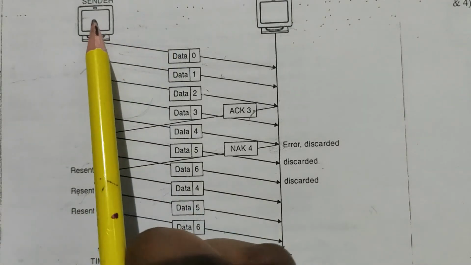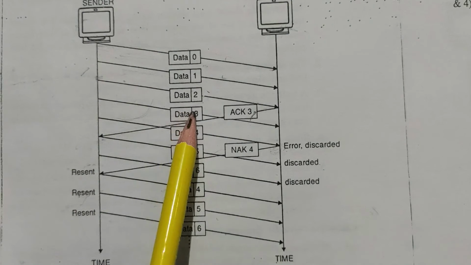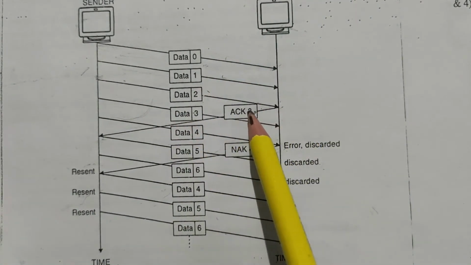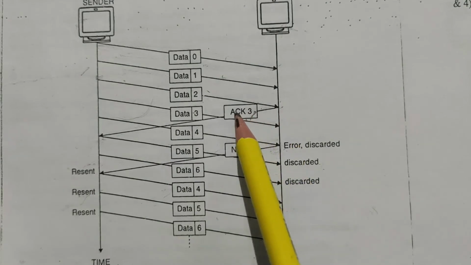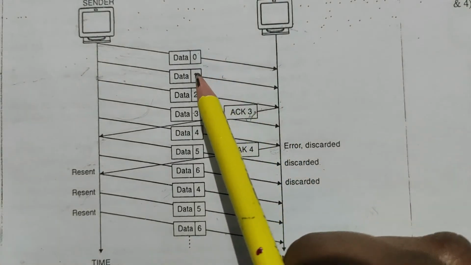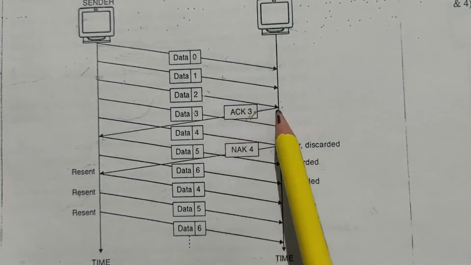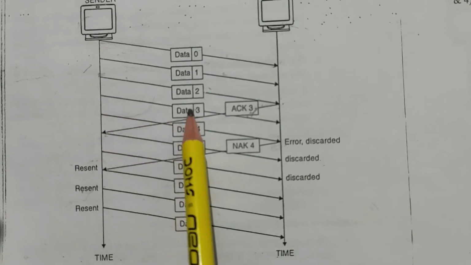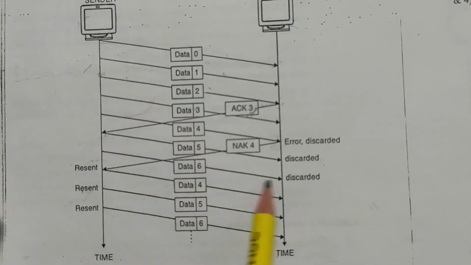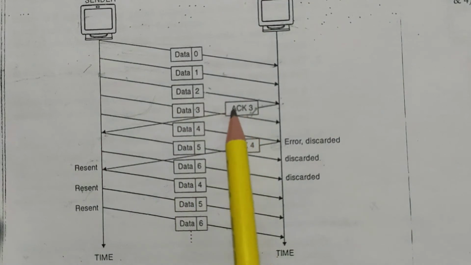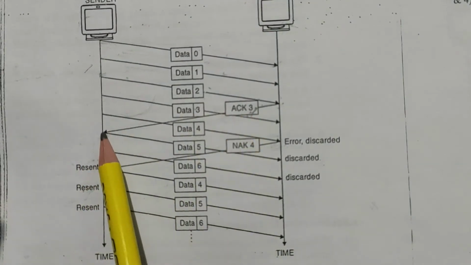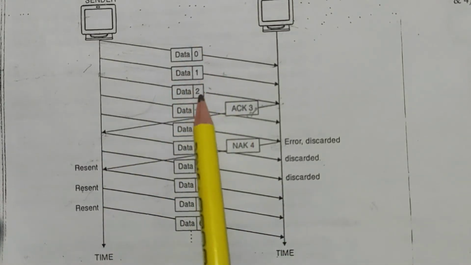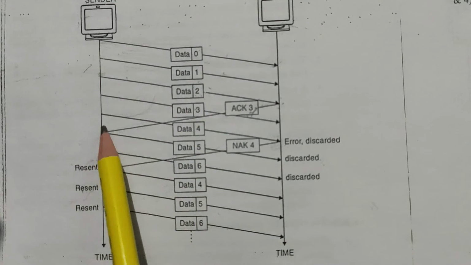You can see in the example, the sender is continuously sending the data and the receiver is acknowledging with ACK3. It means that frames 0, 1, 2 have been received properly. But the sender has sent data 3, 4, 5 and keeps sending. Now it sends ACK3, so the sender understands that frames 0, 1, 2, all these 3 data, are safe.